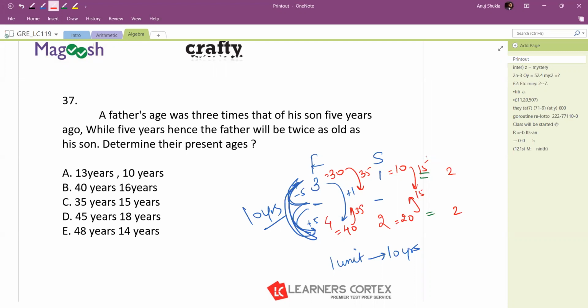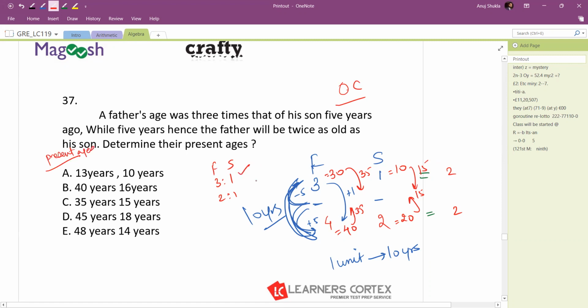Done? Now, this is the second method. The third method is option checking. You know that for father and son, first it is 3:1 and then it is 2:1. The answers given are present ages, so I'm going to check only the first condition. The present ages are 13 and 10. Then what will be the ages 5 years back? I'm checking this condition now. It will be 8 and 5. Is the ratio 3:1? No. So the answer is no.